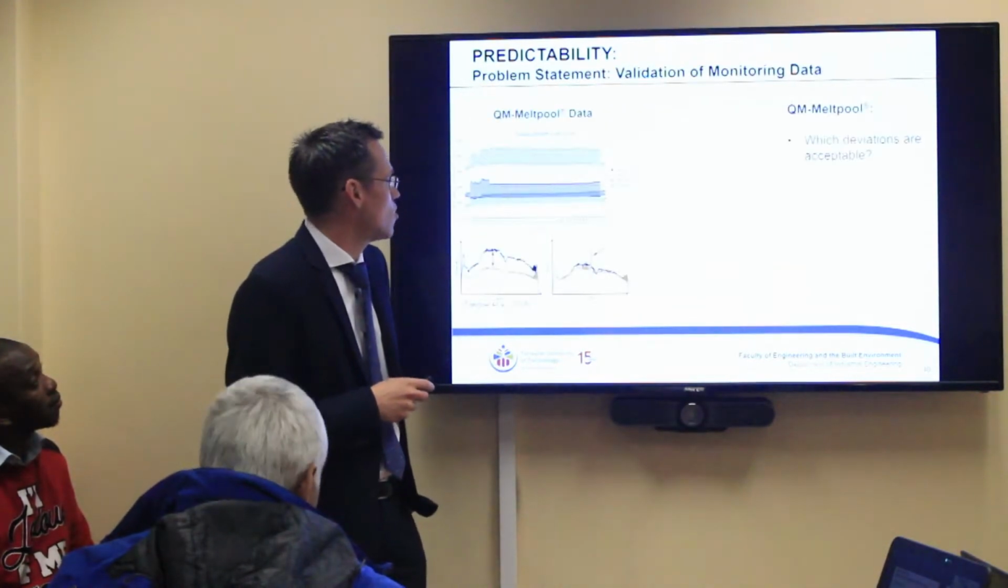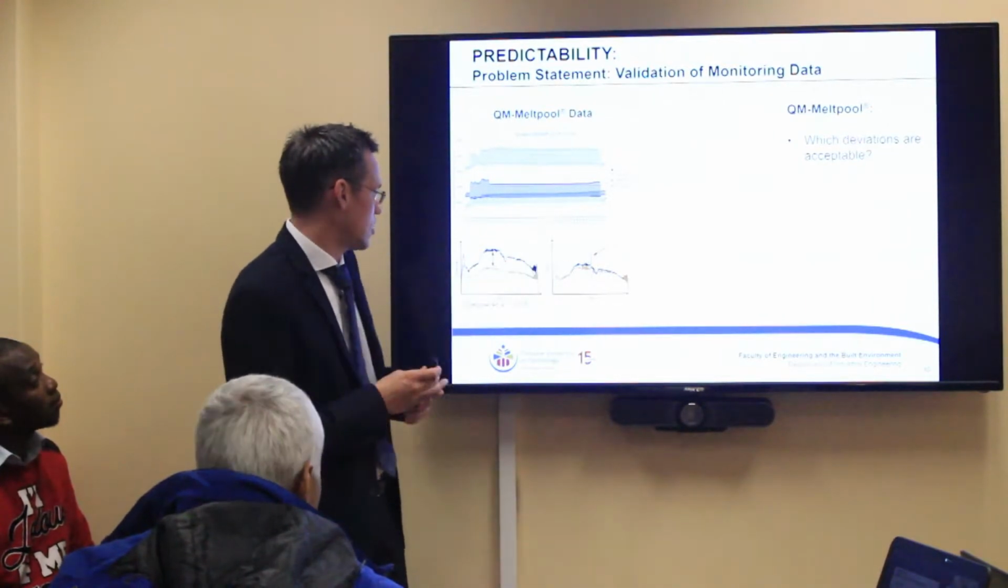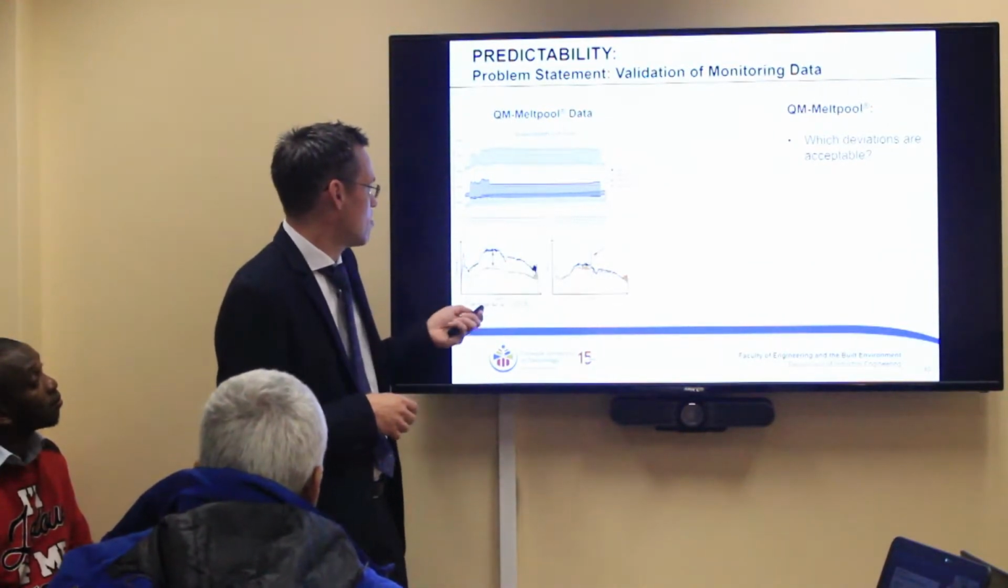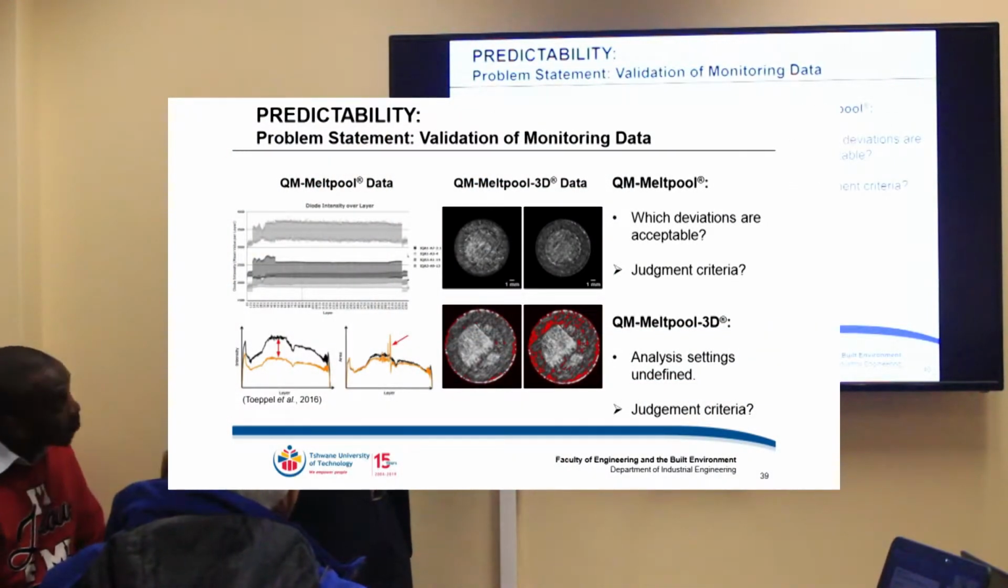And the issue with this data is with QML pool, well, you can use such curves for comparison, but basically no one tells you which deviation bandwidth is acceptable.